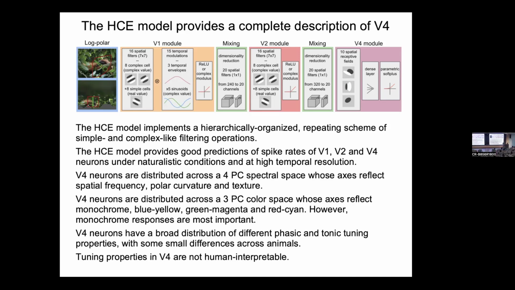V4 neurons have a broad distribution of different basic and tonic tuning properties. Most importantly, the tuning properties in V4 are not human interpretable. So I and every other neurophysiologist I know kind of assumed at some point we would find the features that are encoded in V4, and you could look at them and say, oh, yeah, that makes sense. I understand what that is. It's like a little piece of curvature. No, that's not the way to think about V4.